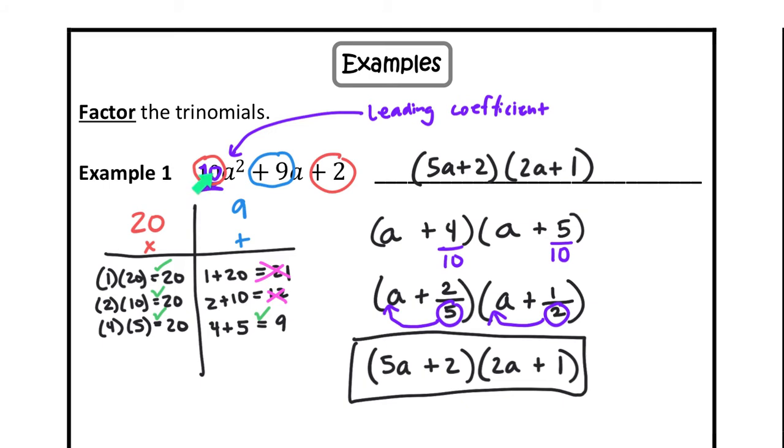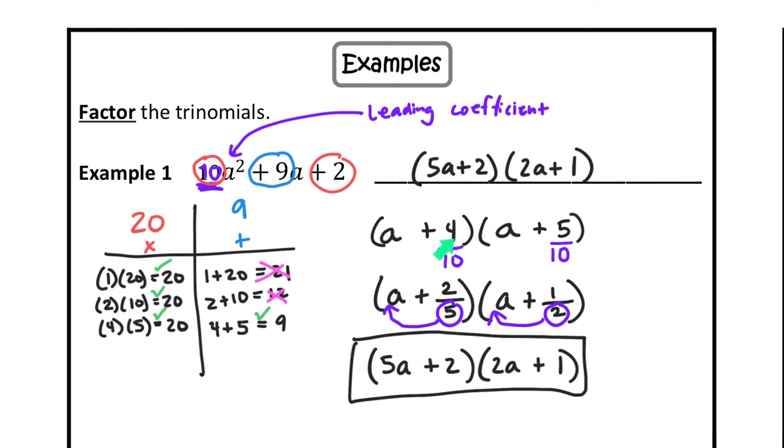So again, what did we do, right? To recap, we set up, we checked to see if the first number is 1 or something different than 1. Since it was 10, that means we're going to have to use the bottoms up method, but we still have to create a table. Then we multiply the first and the last number to get the multiplication for the table. And then we use the middle number to get the addition. And so we're looking for 2 numbers that multiply to give me 20 and 2 numbers to add to give me 9. We found what those numbers are. It's 4 and 5.